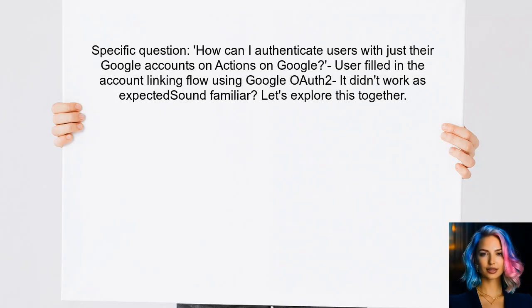Here's the specific question we're addressing. One user asked, "How can I authenticate users with just their Google accounts on Actions on Google?" They mentioned that they filled in the account linking flow using Google OAuth 2 information, but it didn't work as expected. Sound familiar? Let's explore this together.